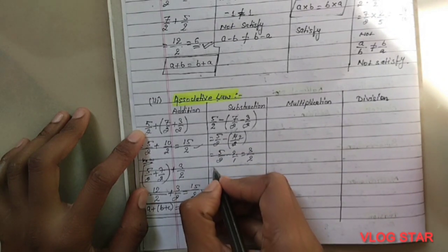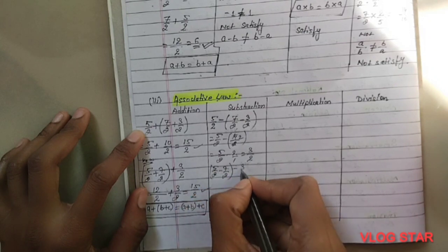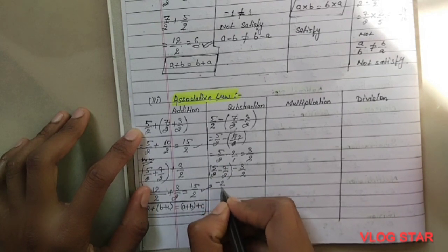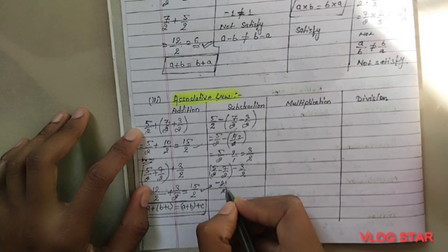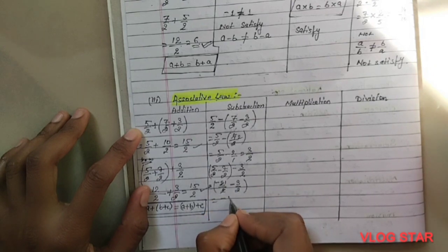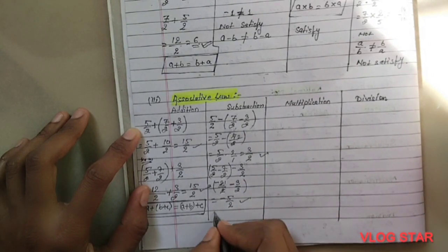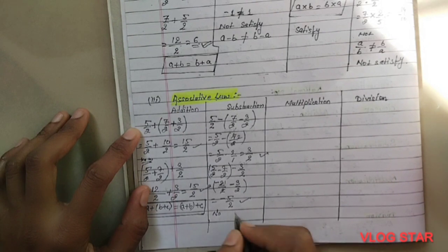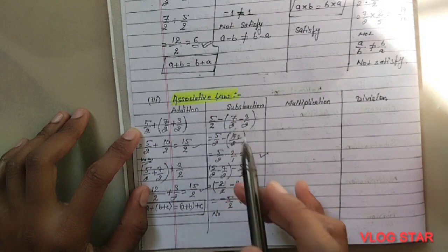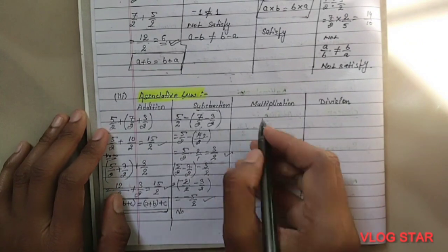Now take 5 by 2 and 7 by 2 together and minus 3 by 2. Okay, what will I get? I will get minus 2 by 2. If I cut it, I will get minus 1 minus 3 by 2. This is equal to minus 5 by 2. Is 3 by 2 equal to minus 5 by 2? No, it's not equal. That means associative law of rational numbers is not satisfied for subtraction.